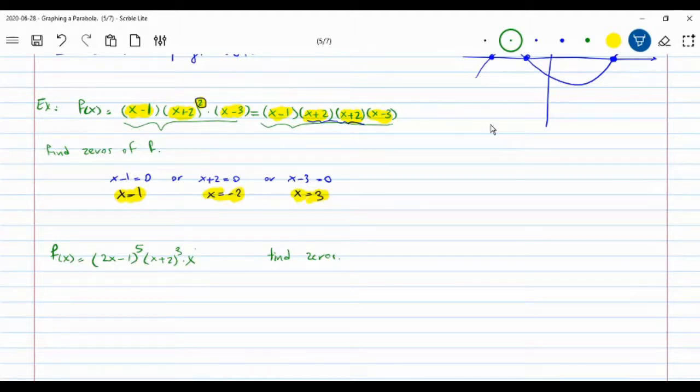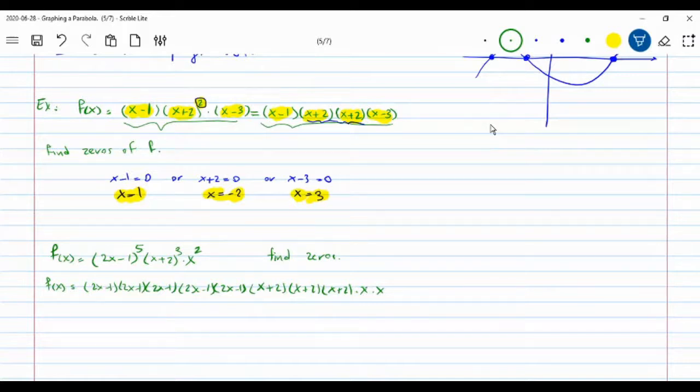Again, you can always think about this as f of x equals 2x minus 1 times 2x minus 1 times 2x minus 1 times 2x minus 1, and I'm going to write it just so you get the idea. 5 times, multiplied by itself. x plus 2 multiplied by itself 3 times. And you have times x. If this was x to the power 2, you'd say times x times x. This would be basically the function f of x.